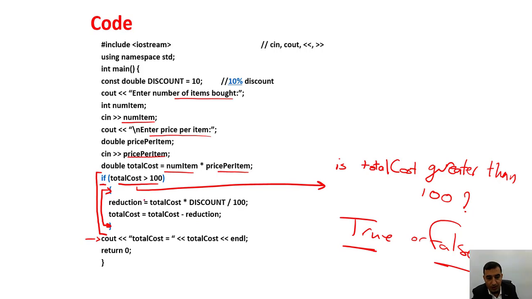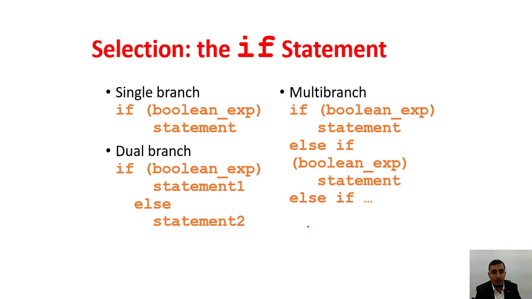So if it's true, we want to find the reduction. Here the reduction will be the total cost multiplied by the discount divided by 100. Then the reduction will be subtracted from the total cost, and we find the result.